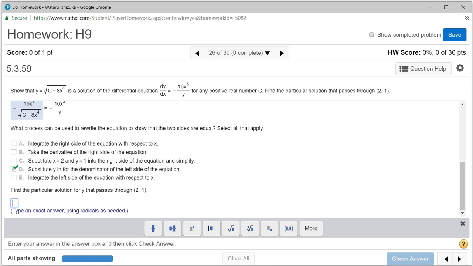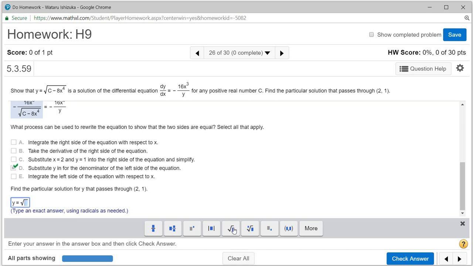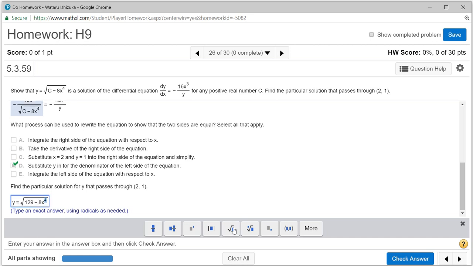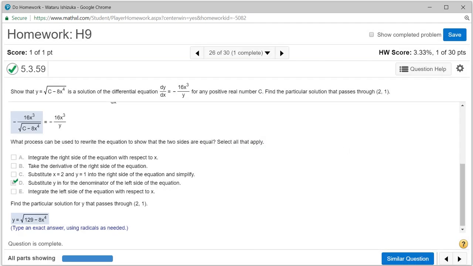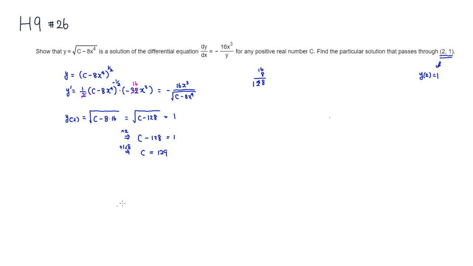So y is equal to the square root of, we found c to be 129, minus 8x to the fourth power. Let's check the answer. We got that. That's it. I hope that this was clear.